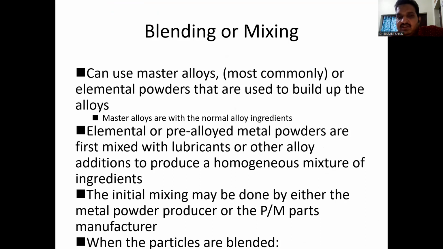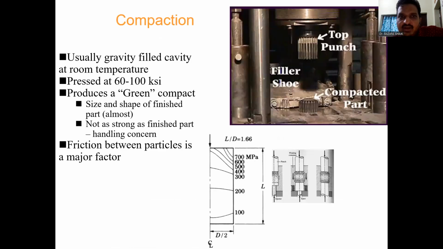When we are mixing, the initial stage will be done by the metal powder producer or the powder metallurgy parts manufacturer, in order to manufacture. These all are related to how the particles are blended.